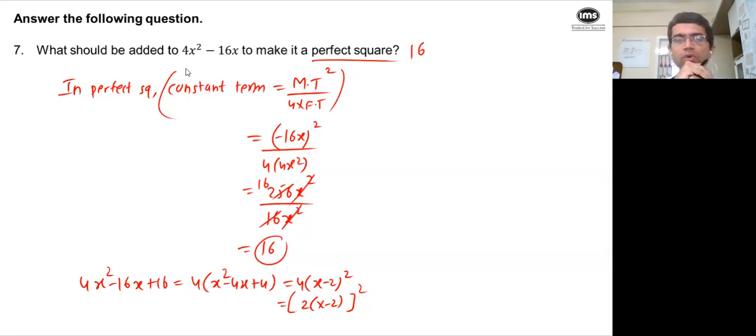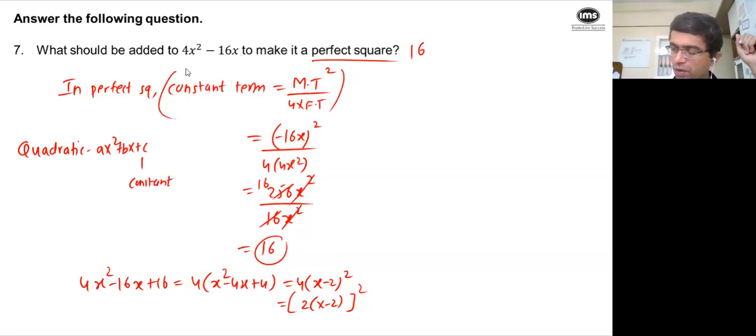16x is the last term? No. So what is the form of a quadratic equation? Form of quadratic equation is always ax square plus bx plus c, Ashutosh. Correct? So c is the constant term, bx is where b is the coefficient of x, and ax square is where a is the coefficient of x square. So ax square plus bx plus c is the standard form of a quadratic expression. So 16x is the middle term and constant is the last term, Ashutosh.